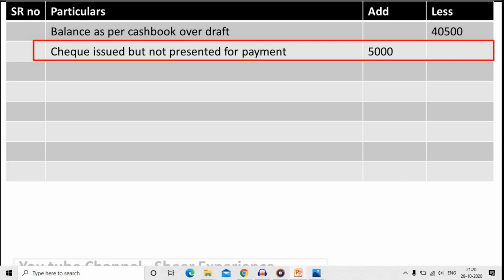Now we'll understand why we have mentioned 5,000 in the add column. Because when we check the cash book entry, in the cash book we have already entered this amount on the payment side, but in the bank statement there is no entry. So to nullify or rectify the existing entry, we are mentioning it on the debit side of the cash book. So the add column refers to the debit side, and the less column refers to the credit side of the cash book. This logic remains the same for all transactions. We'll see the next transaction.